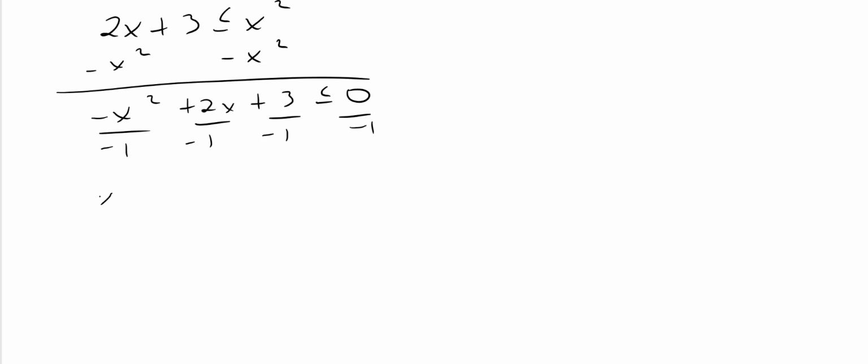Okay, then you have to divide by -1, and you wind up getting x squared minus 2x minus 3 is greater than or equal to 0. Okay, got to flip that inequality sign around. So now we're good to go. Now we can actually factor it.